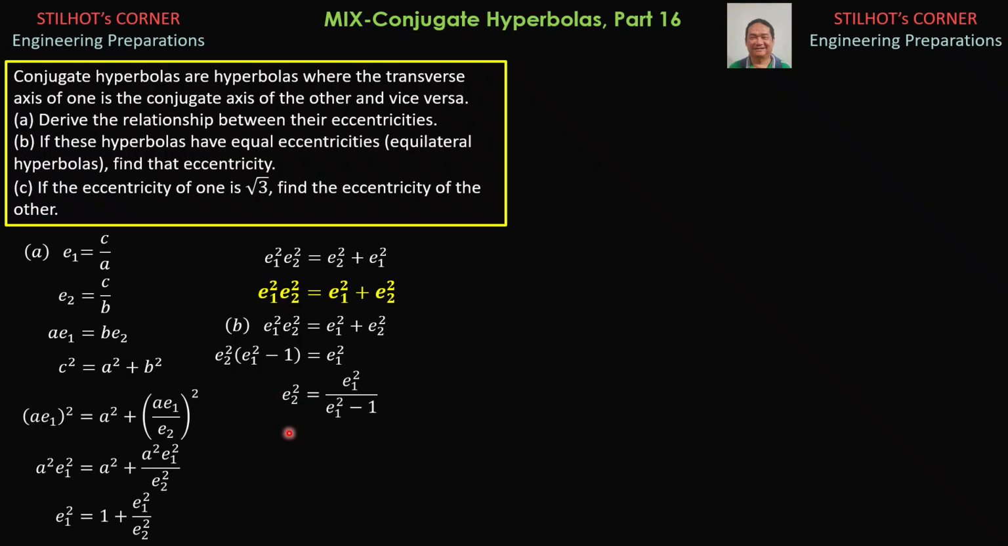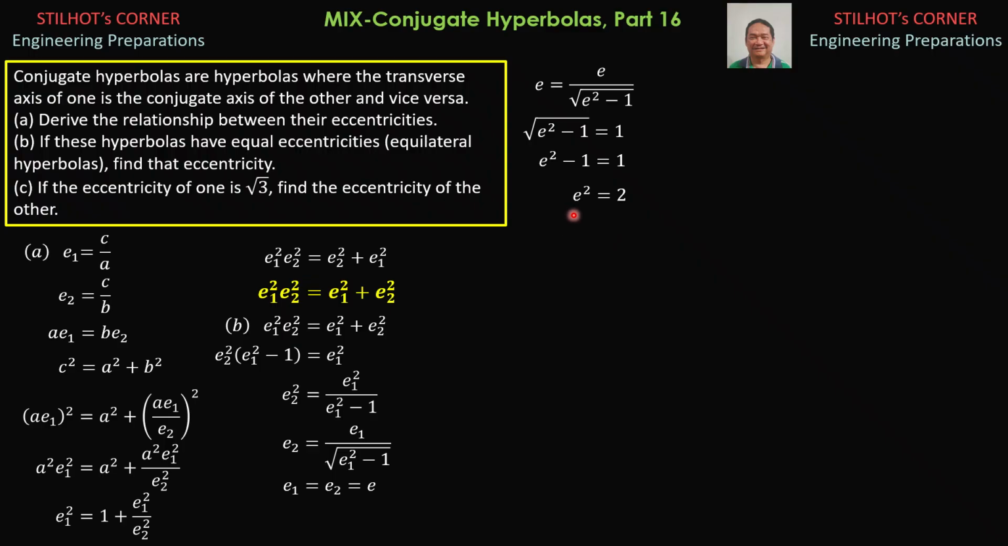Extracting the square root, since eccentricities are positive, we have the positive root. So E sub 2 equals E1 over square root of quantity E1 squared minus 1. When E1 equals E2 equals E, we replace everything by E. So E equals E over square root of E squared minus 1. So cancel E, cross multiply, square root of E squared minus 1 is 1. Square both sides, so E squared minus 1 equals 1. So E squared equals 2, and therefore E is square root of 2.